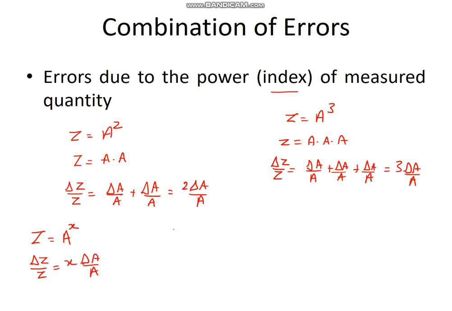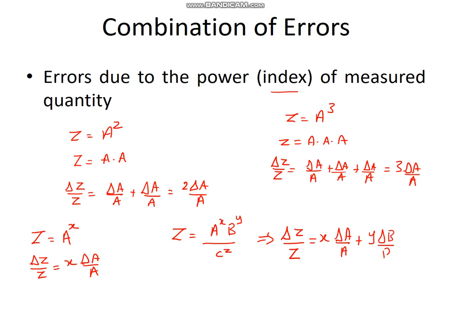Okay, now let us say if you have z is equal to a raised to x, b raised to y upon c raised to z. So don't worry, what we have is delta z upon z. We'll do it one by one. For a, what will happen? It will be x times delta a upon a. For b, what will happen? It will be y times delta b upon b.